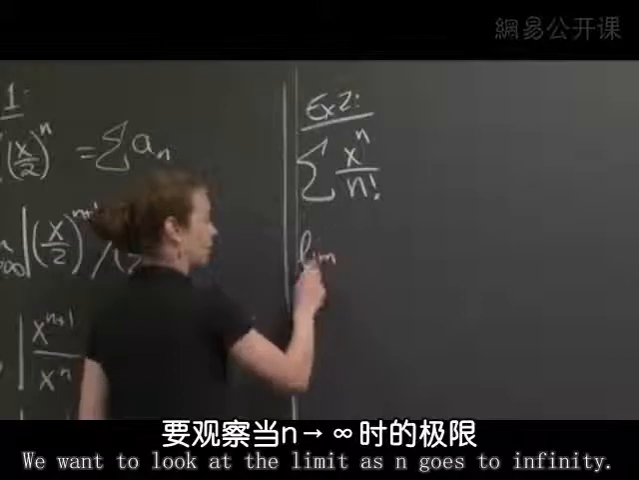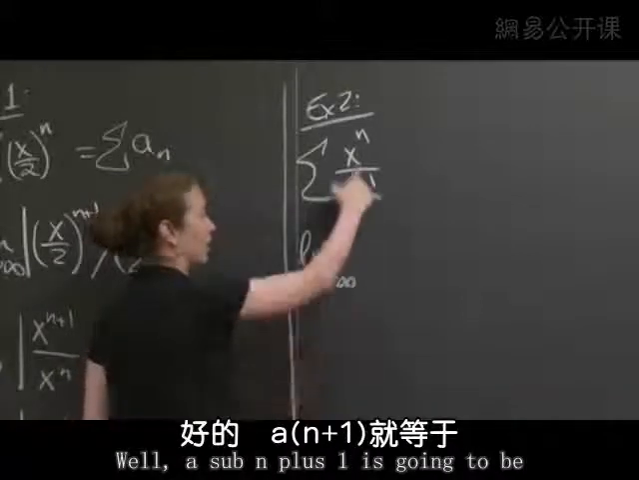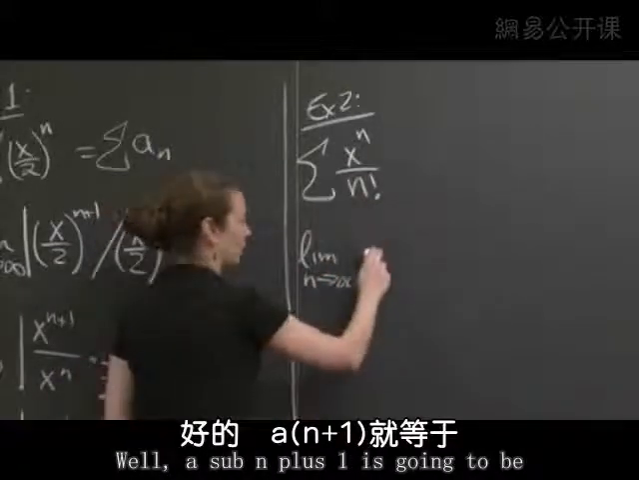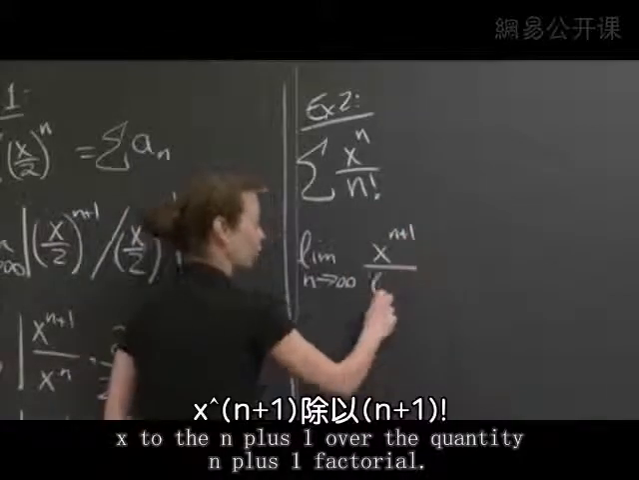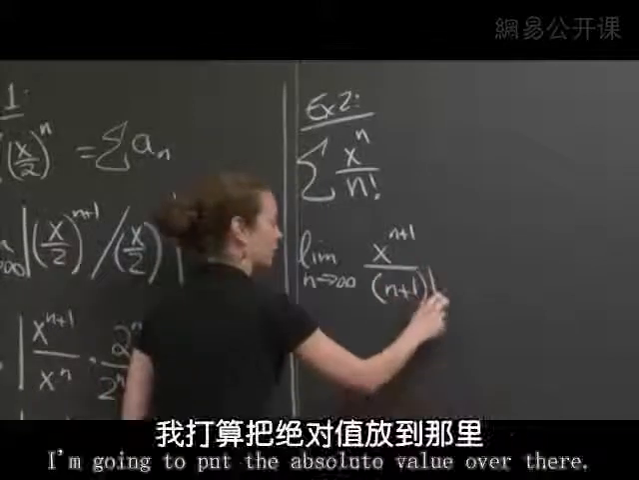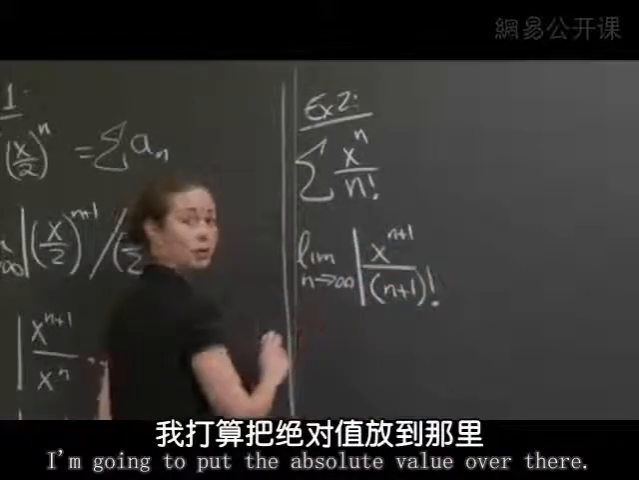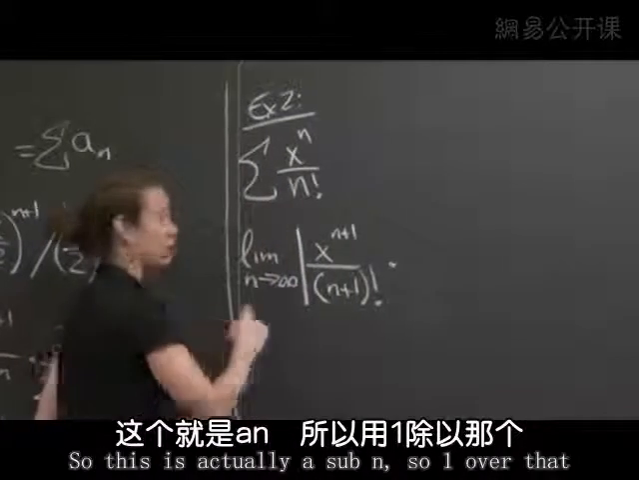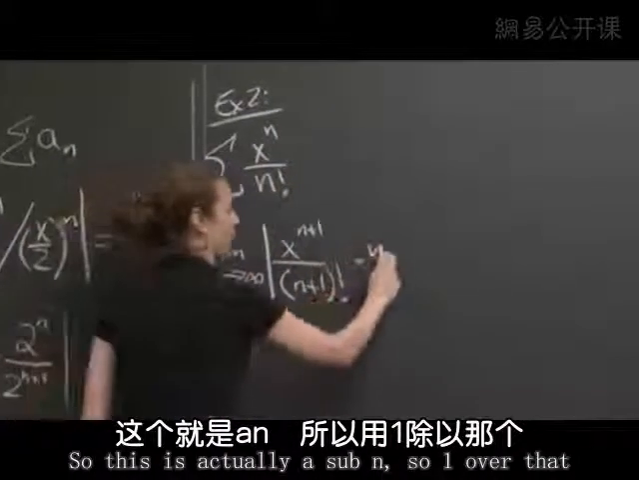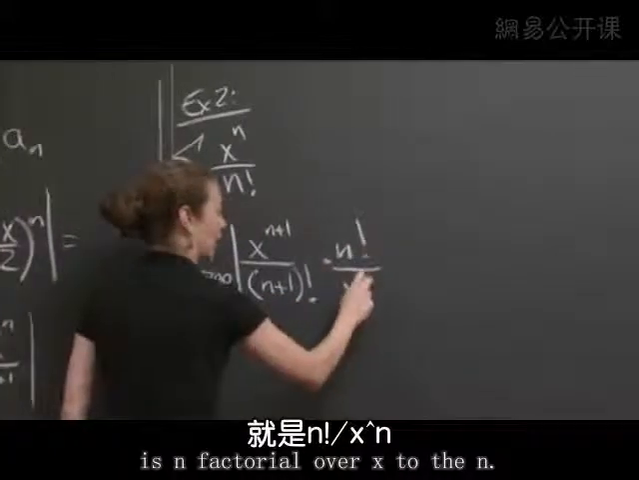So let's look at this thing. We want to look at the limit as n goes to infinity. Well, a_(n+1) is going to be x^(n+1) over the quantity (n+1) factorial. I'm going to put the absolute value over there. Now I'm going to multiply by 1 over a_n, so 1 over that is n factorial over x^n.